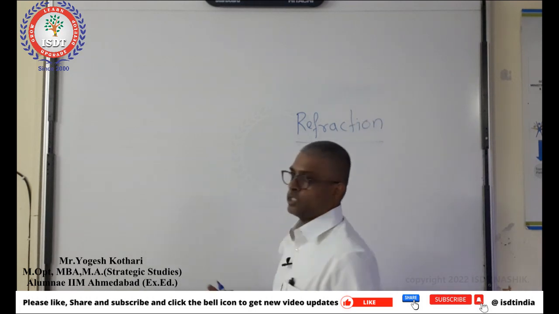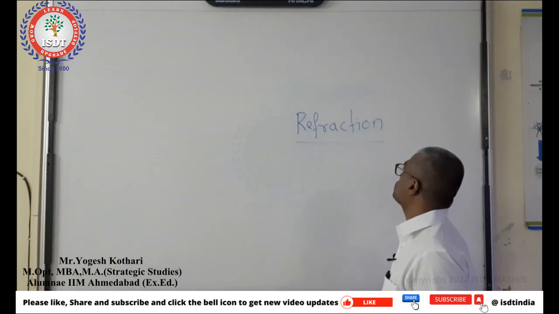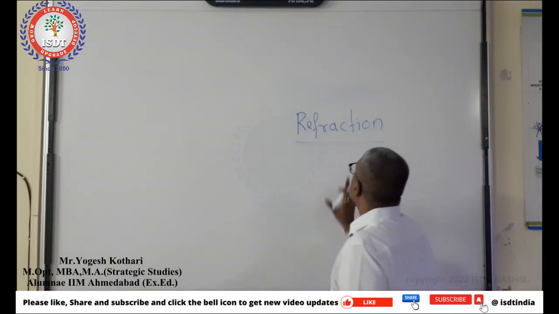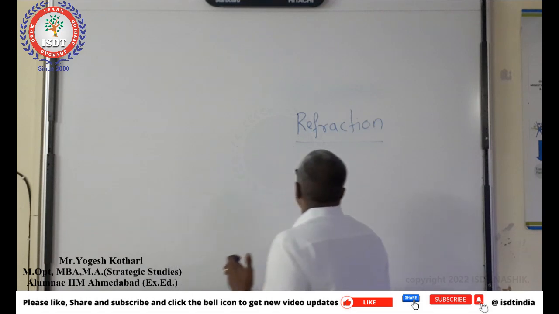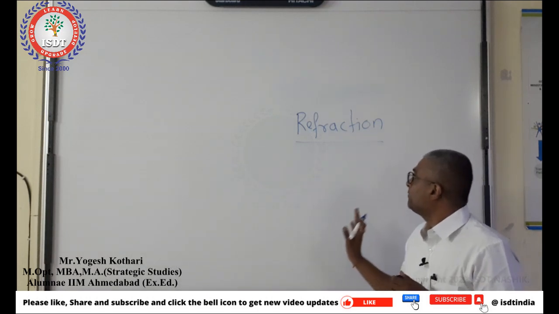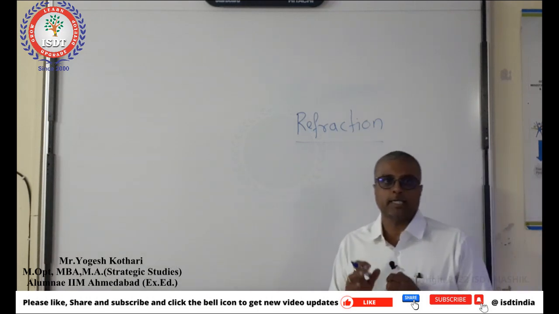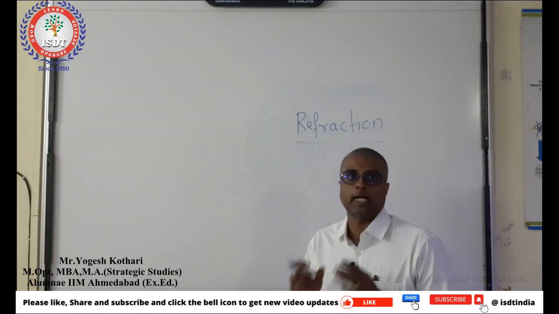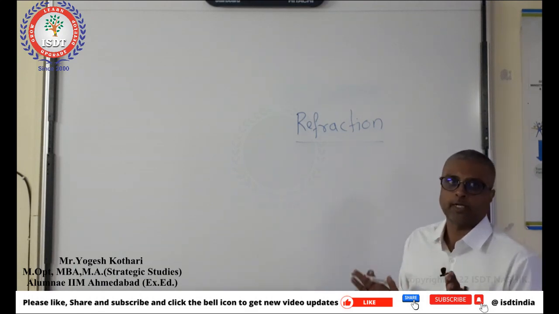Now, what is refraction? Please mind my handwriting, it is not very good, but please bear with me. Refraction can be simply defined as when light passes through a transparent object. That means light passing through an object is refraction in a simple way.